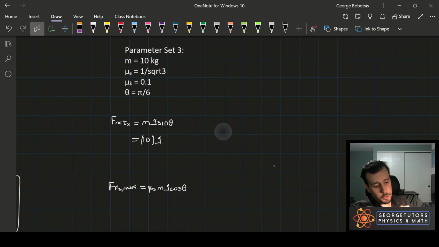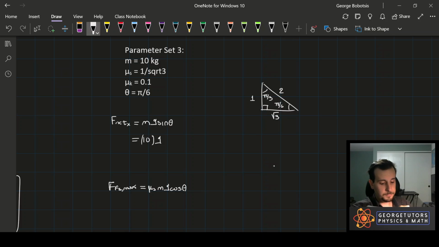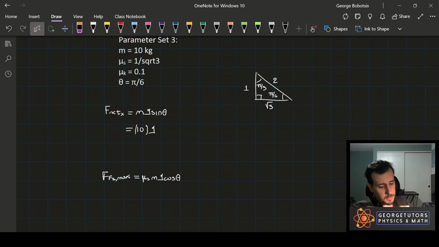So again, if you don't know what the sine of pi over 6 is exactly, I can tell you that it's part of a special triangle, and you can see the angles over here. Pi over 6 has the smallest side against it, pi over 3 has the second smallest side against it, and then the 90 has the biggest side against it. So sine of pi over 6 is going to be simply 1/2. This gives me over here a value 5g.